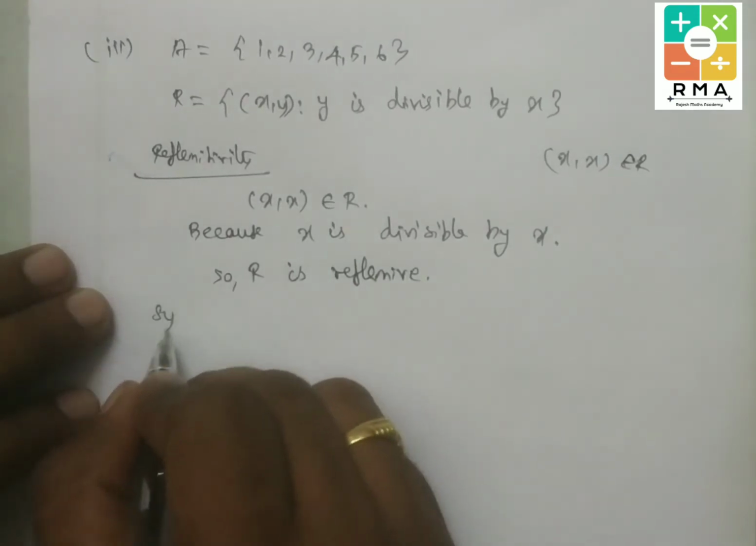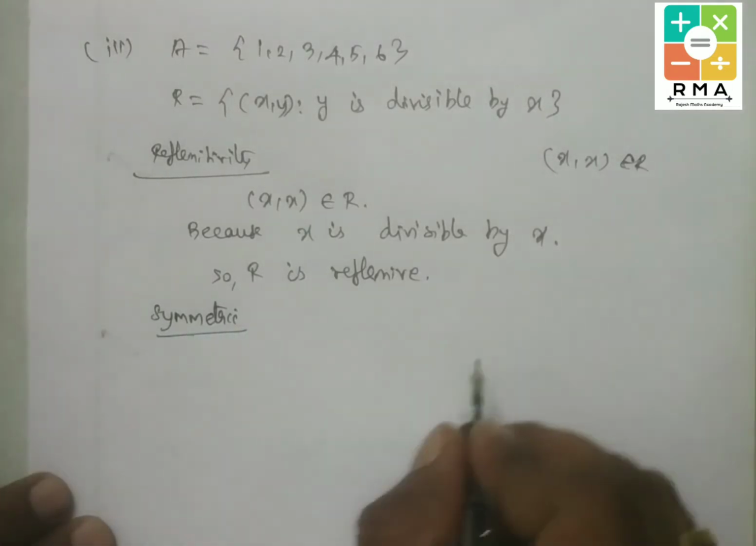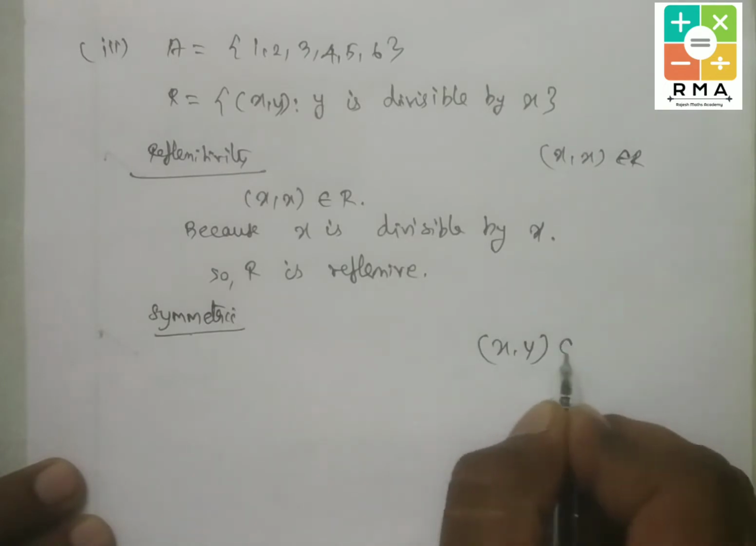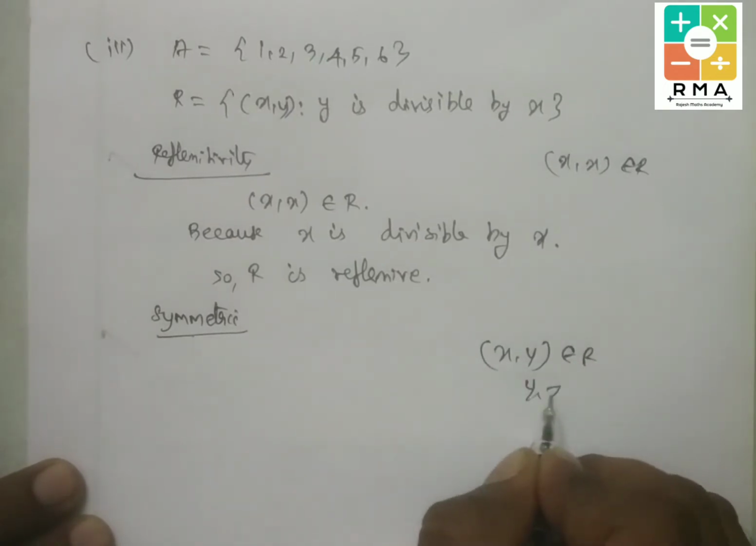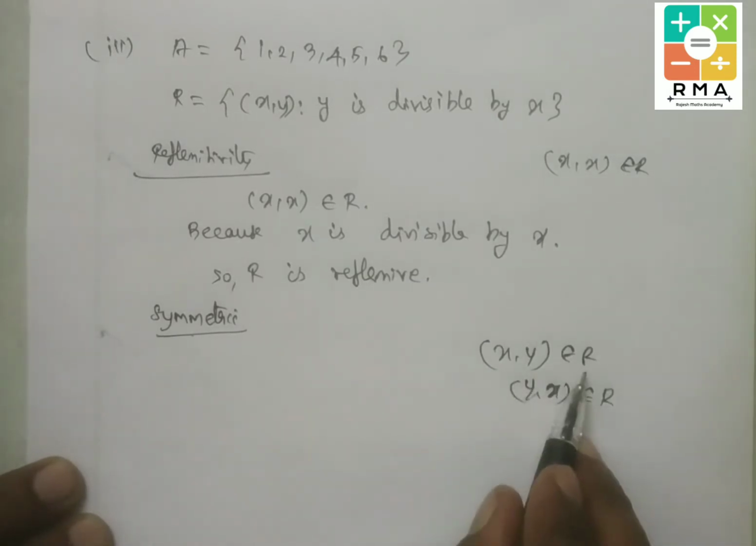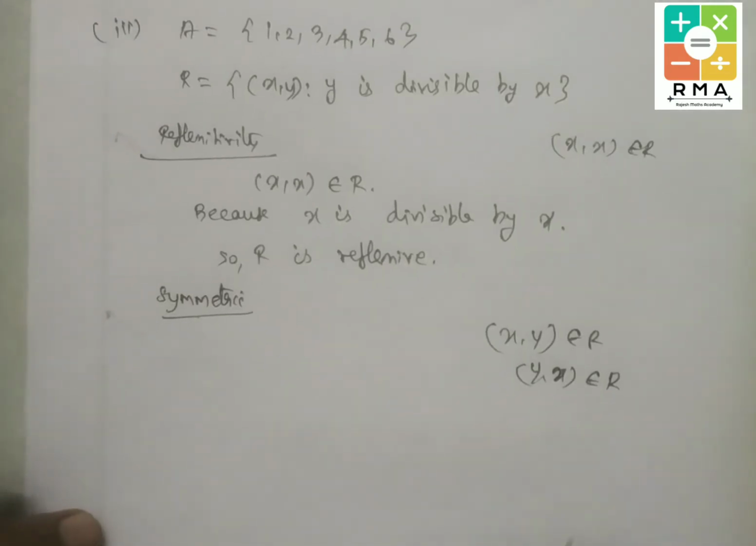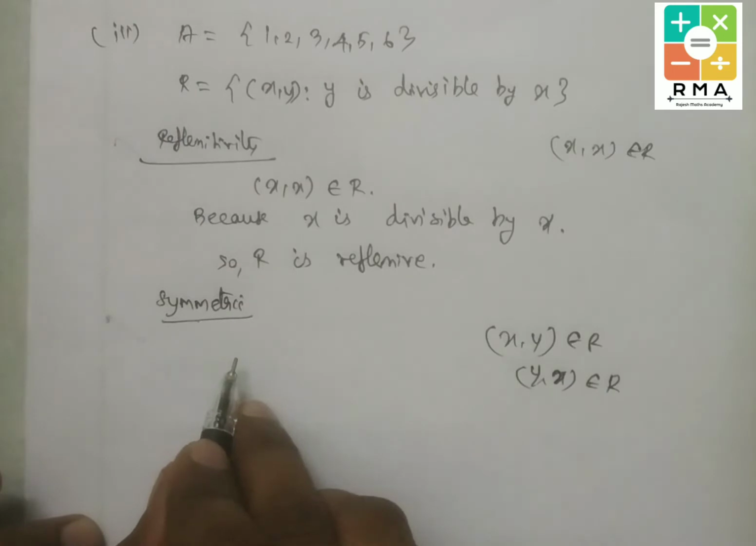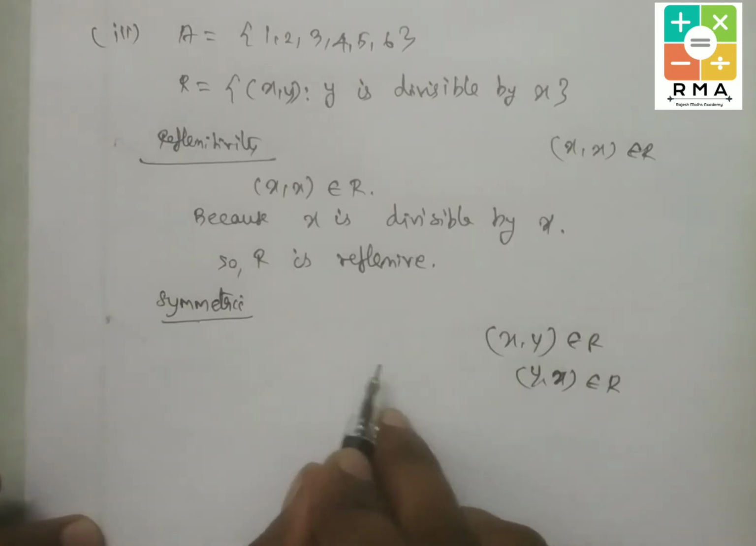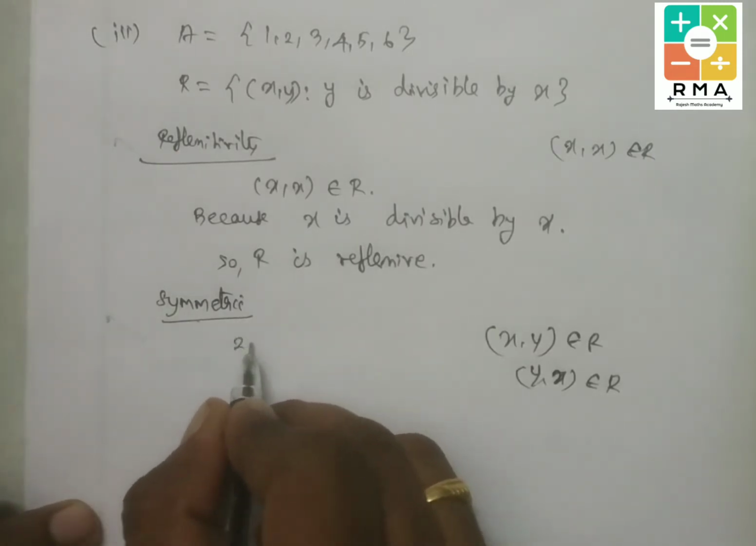Okay, what about symmetric? Symmetric means what? If x comma y belongs to R, then y comma x also belongs to R. If x comma y belongs to R, implies y comma x belongs to R. We have to prove. Clear? So clearly we can give an example. A number is divisible by another number means the second number may not be divisible by first number. For example, I am taking 2 comma 6.